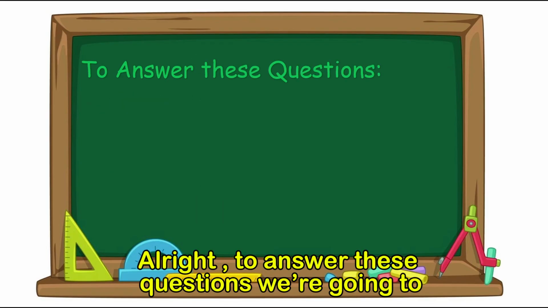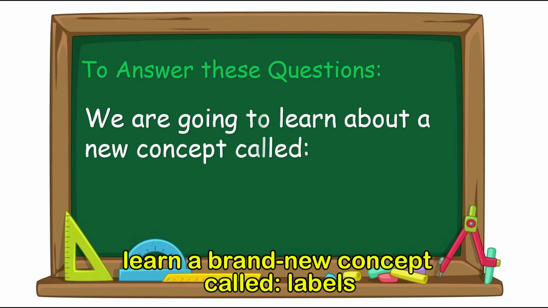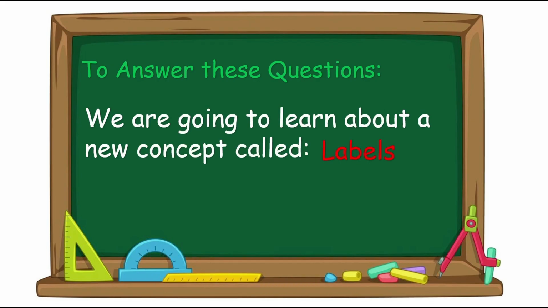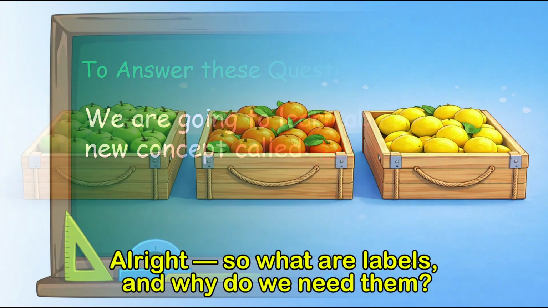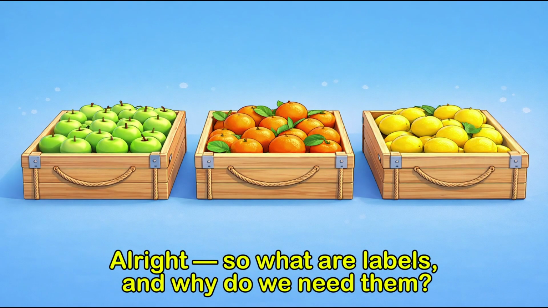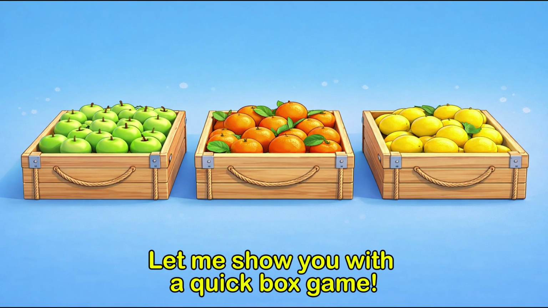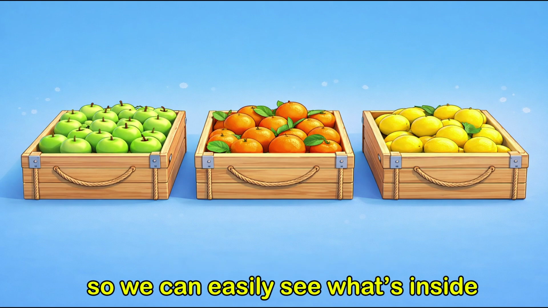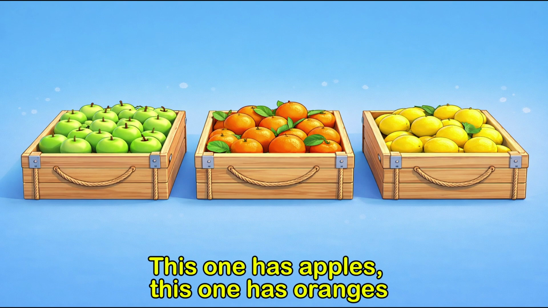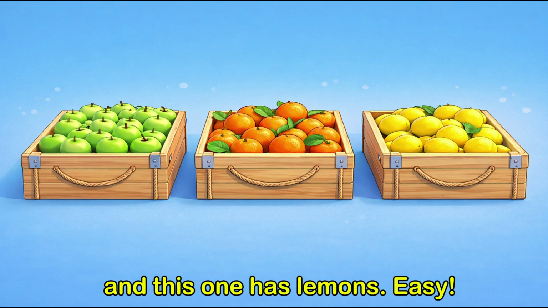All right, to answer these questions, we're going to learn a brand new concept called labels. Think of labels like name tags. They help us keep track of things so we don't get confused. All right, so what are labels and why do we need them? Let me show you with a quick box game. Look. These boxes are open, so we can easily see what's inside. This one has apples, this one has oranges, and this one has lemons.